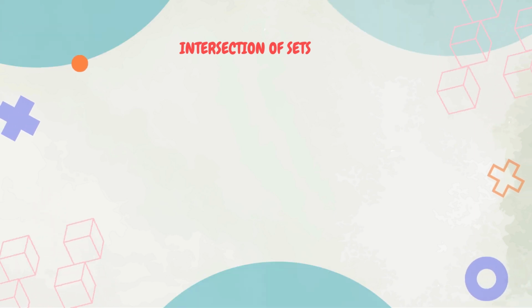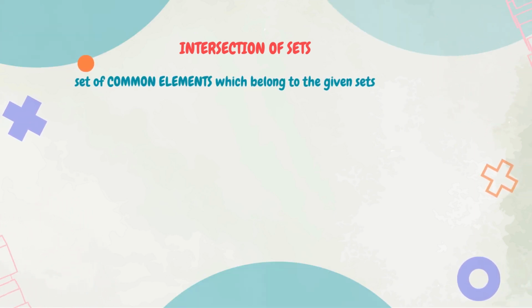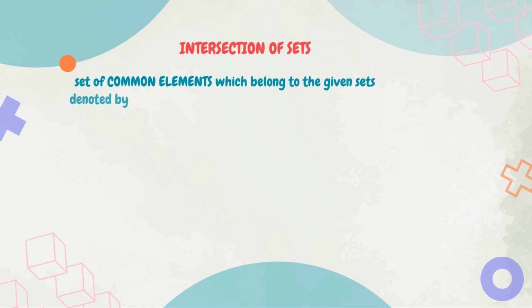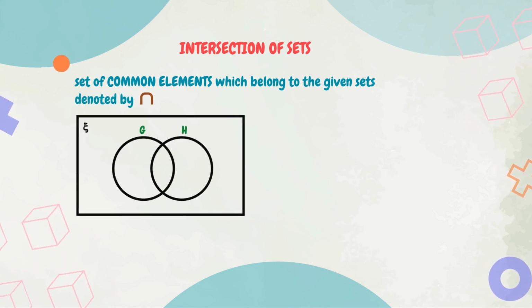Finally, the intersection of sets. The intersection of sets is a set of common elements which belong to the given sets. It is denoted by this symbol. To illustrate, if two sets are G and H, the intersection of set G and H are elements belonging to both set G and set H.